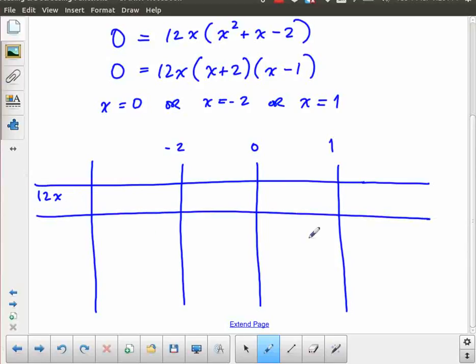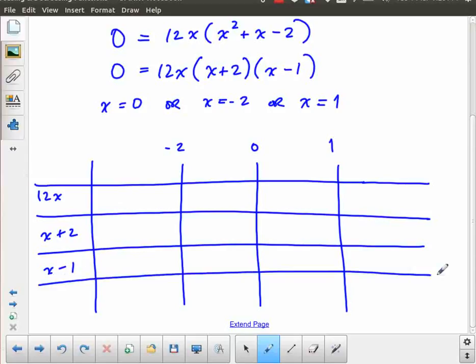So I'm going to go ahead and put 12x, and then I'm going to put x plus 2, and then I'm going to put x minus 1, and then I'm going to put my result. Or actually, you know what? Let's put what it actually is, which is f prime of x.